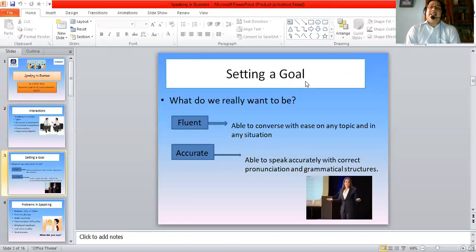First of all, there is a question of an aim or the setting of a goal. What do you really want to be? Do you want to be a fluent speaker or an accurate speaker? Fluency is regarded as a desirable option or a goal by most people. Now, what exactly is fluency?